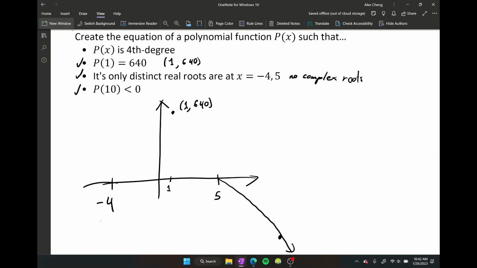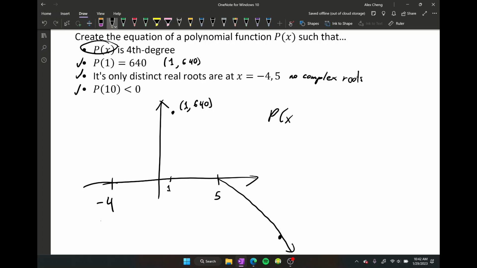And the last part is we need to make sure that this thing is fourth degree. Okay, so if there are only two real roots, then from the factor theorem, we can work this backwards already and start building our function. So right now, p of x is equal to x minus 1, x minus -4, and x minus 5. So again, this is really just x plus 4.